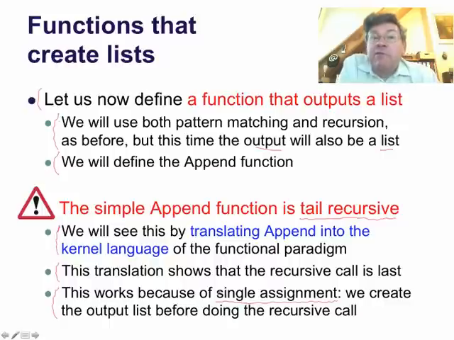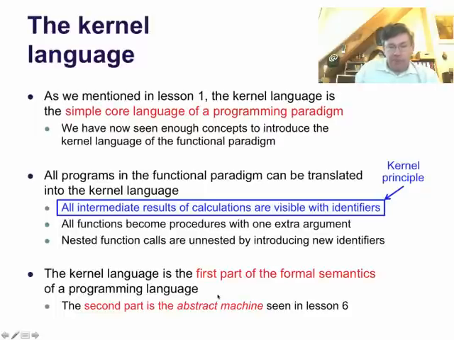So the first dividend we will get is that simple list functions will be tail recursive. But that's not the main dividend. The main dividend will come when we introduce deterministic data flow, but that will be done later.